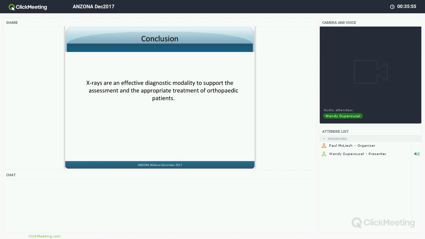In conclusion, X-rays and plain films are a really effective diagnostic modality, but they're there to support our assessment and also the appropriate treatment of orthopaedic patients.